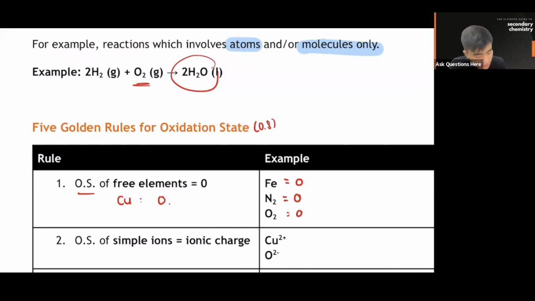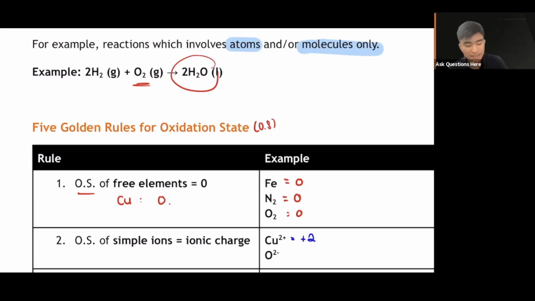The simple ions and ionic charge simply refers to this: if I have an ion, the charge on the ion is going to be equal to the oxidation state. So for example, if I have Cu2+ over here, the oxidation state of the copper is going to be +2.